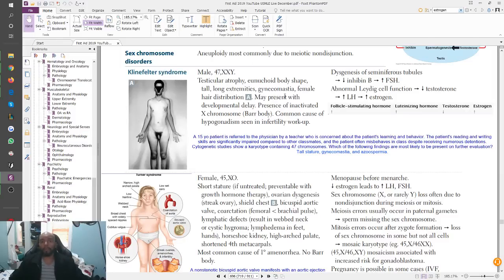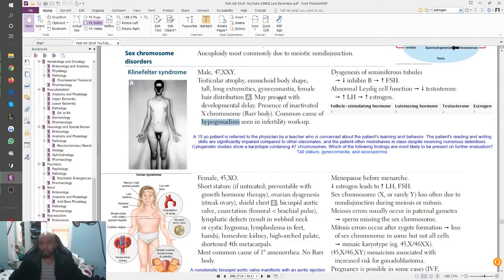Long extremities, gynecomastia, female hair distribution, right? You can see the diamond shape right here. I mean the diamond shape or the triangle shape, whatever you want to call it. May present with developmental delay. Presence of an inactivated X chromosome, which is a Barr body, which is naturally seen in women, but it's going to be in anyone who has two X chromosomes. One of them has to be inactivated. Common cause of hypogonadism, seen in infertility workup, right? So a lot of these guys do look like a normal male, okay? And this is basically the number one cause of a man coming in telling you that he's infertile, right? And you do the checkup and you find out they're 47XXY.